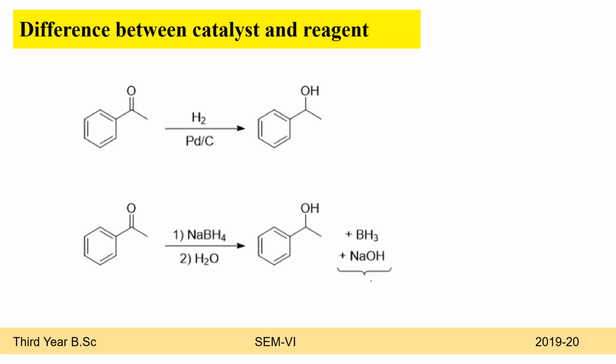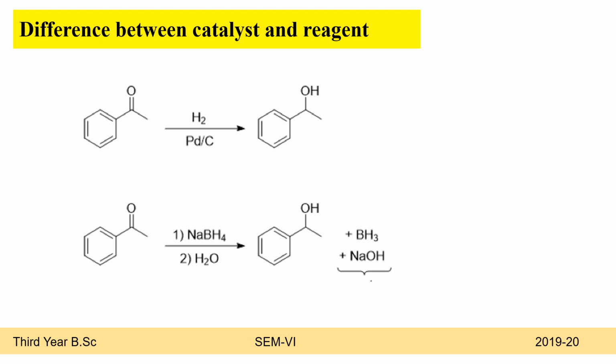So the basic difference between the catalyst and the reagent. In the last lecture we studied about the catalyst, and now we are going to study about the reagents. A catalyst is a substance which accelerates the rate of reaction without being consumed. It can be regenerated, but the reagent cannot be regenerated. It is consumed in the reaction. So that is the basic difference. A catalyst is not consumed in the reaction, but a reagent has to be consumed in the reaction.